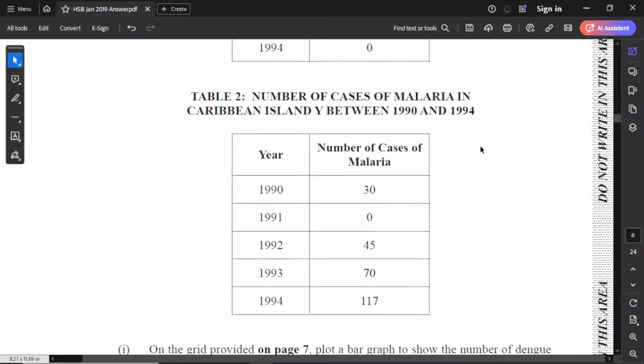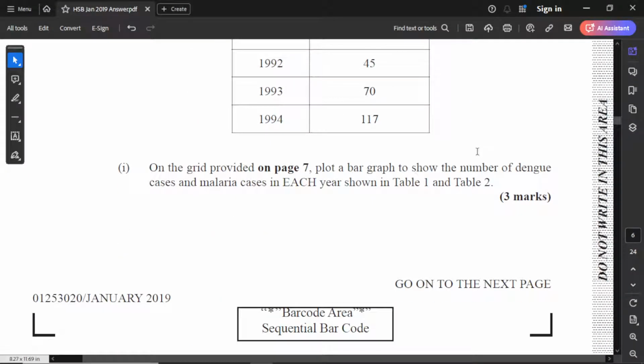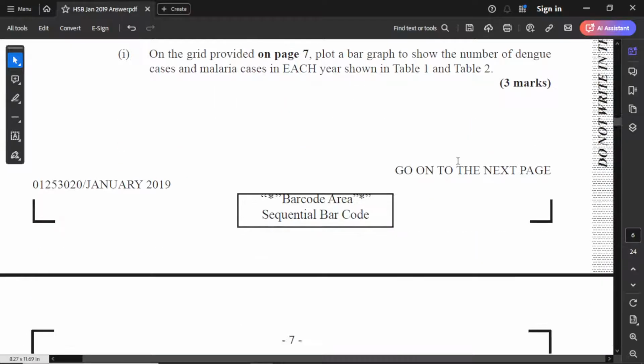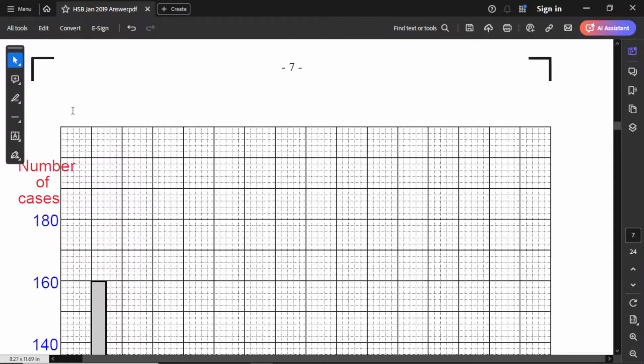All right, and so if you look at the data carefully, what they're going to ask us to do here is that on the grid provided on page 7, plot a bar graph to show the number of dengue cases and malaria cases in each year shown in Table 1 and Table 2. So what we did right here is just to go through the numbers and plot them on the graph. So again, you can go back and look at the numbers, pause, and then write them down, and then you see why we have our graph here.